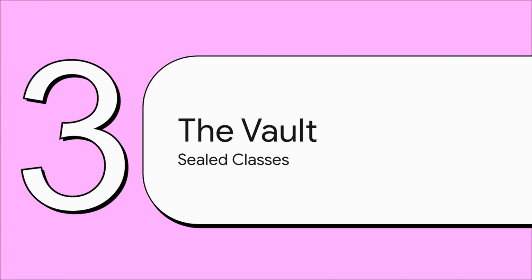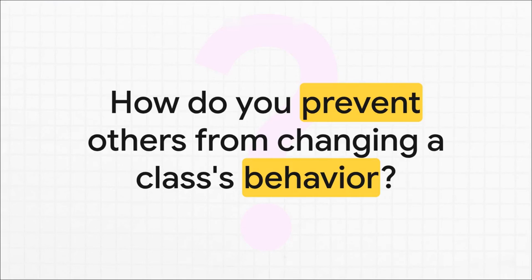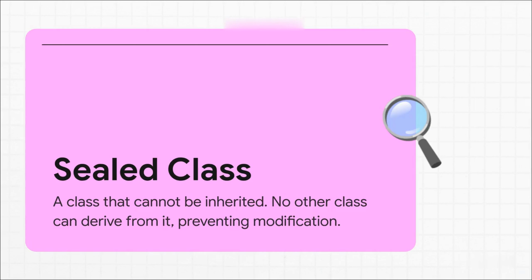This one is all about security and making sure things stay predictable. Let's talk about the vault, or as we call it, the sealed class. Okay, so what about that one class you wrote that's just so critical, so core to your application, that if someone else came along and changed its behavior, even a little bit, the whole thing could just fall apart? How do you put a big lock on it and basically say, nope, nobody's messing with this? You seal it.